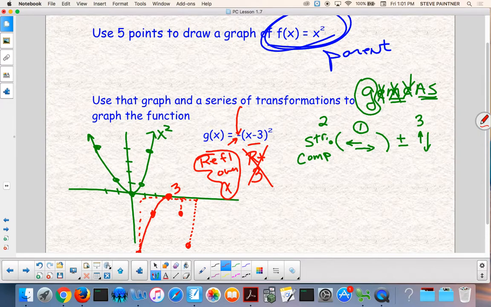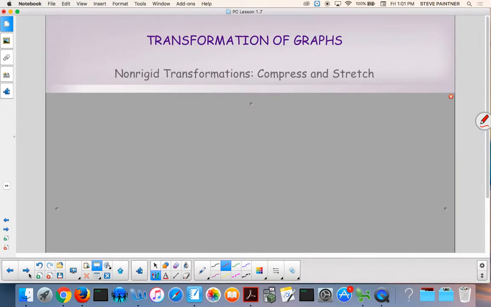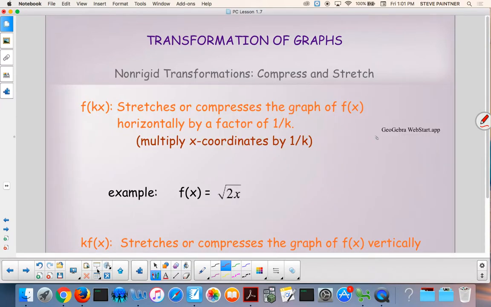Something like this, right? Is that what you did? Yeah? Okay. Sometimes this stuff is really easy, and sometimes it's just not that easy. Okay, non-rigid, I think, hang on. It might be done here. Okay. I'm done.